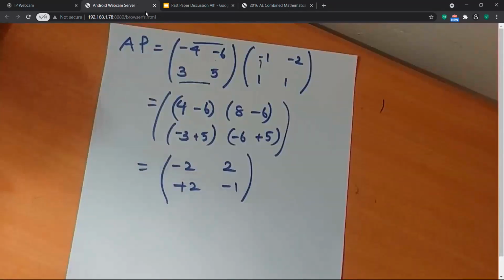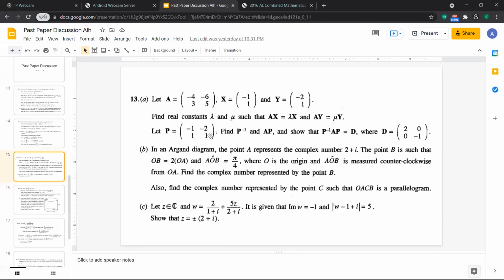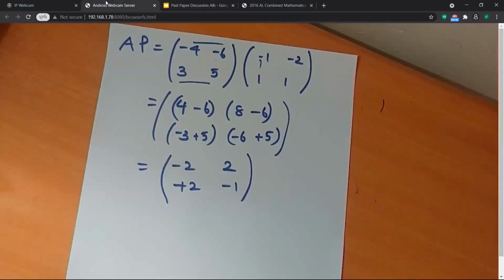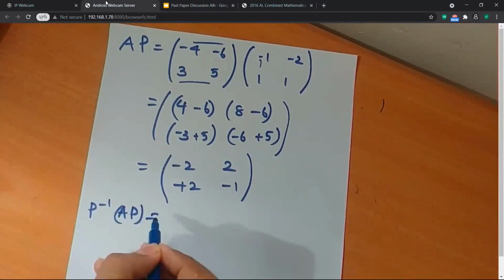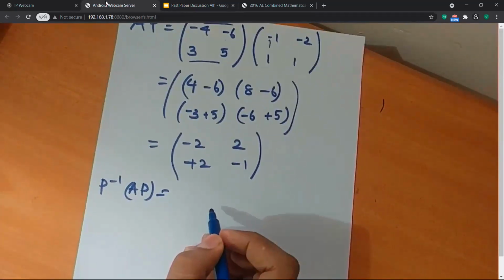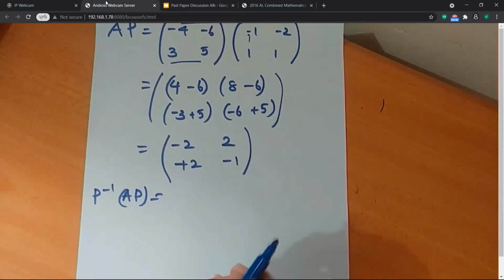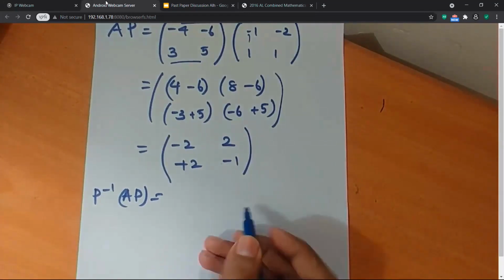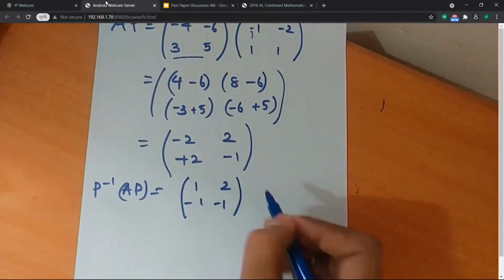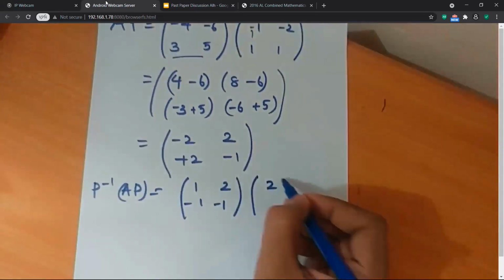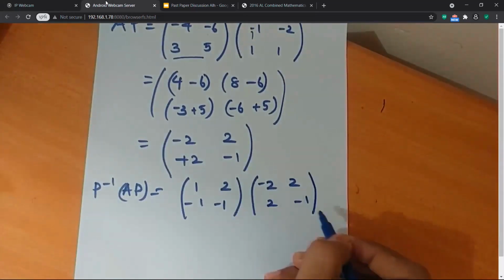So what's next, that is AP. We found P inverse and AP. So we need to show that P inverse into AP is equal to D, where D is this. So we know P inverse, we know AP. We need to just find P inverse times AP. We got P inverse as 1, 2, -1, -1 into, now AP is 2, -2, 2, -1.